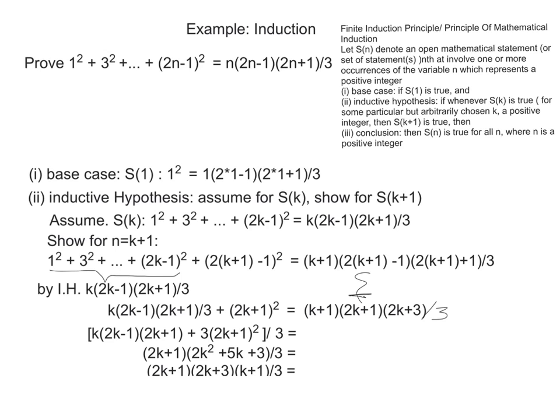And again, the steps are: the base case, you prove for S of 1. You assume the inductive hypothesis, you assume for S of k, and then you show for n equals k plus 1. During this step, when you show for n equals k plus 1, you must use your inductive hypothesis. You can't just say, oh, the rest is algebra, because it's not. You have to plug in your inductive hypothesis, and from there you do algebra in order to prove the left-hand and the right-hand side are equal.